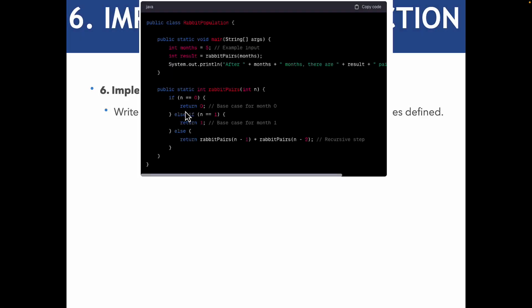So you have here the rabbit pairs. We start with the base case: n equal to 0, we return 0. If n equal to 1, we return 1. And then return rabbitPairs(n minus 1) plus rabbitPairs(n minus 2). So it's going to keep going back until it reaches 0 and 1. Then it will roll back, calculating the sum. Clear? Okay, so we can try it.